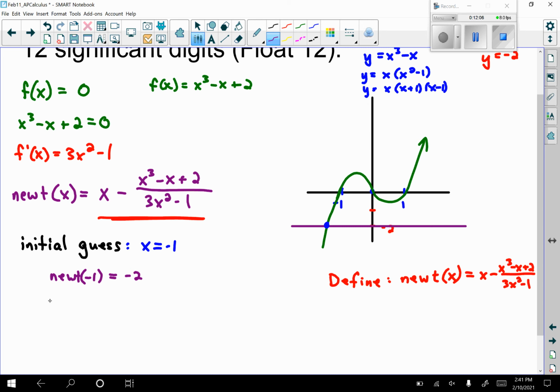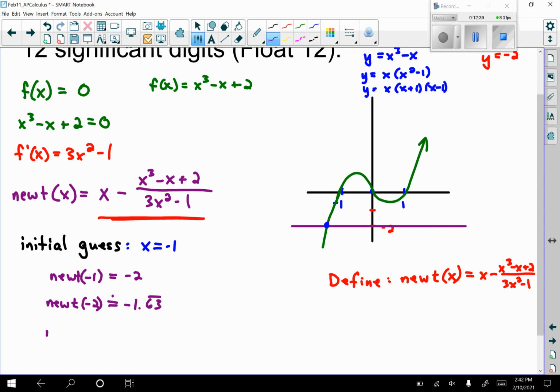Now we're going to repeat the process. We're going to say newt of -2. So here you want to hit Control Enter. Now we're going to say this is approximately, and it looks like a -1.63 repeating. So if it repeats, you could just put the bar over it.